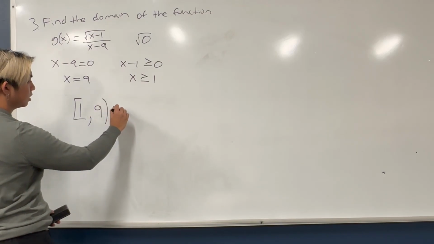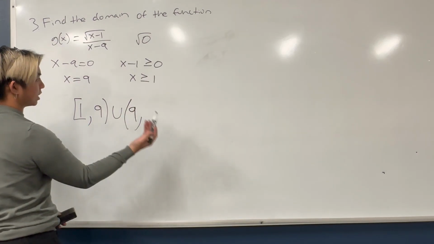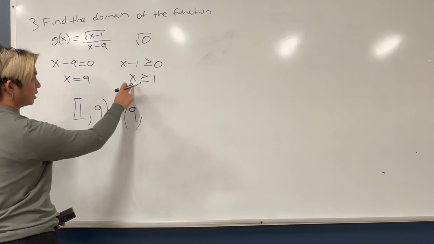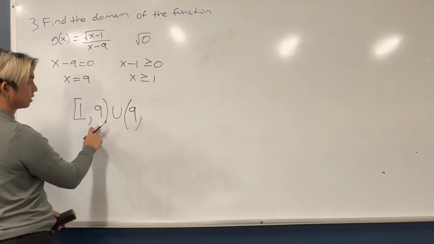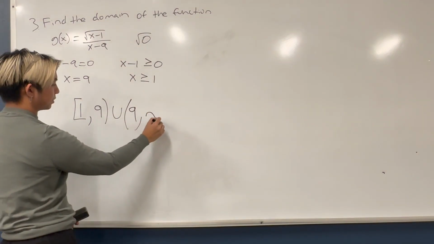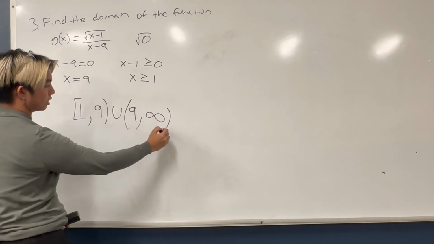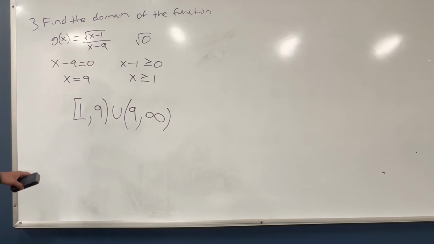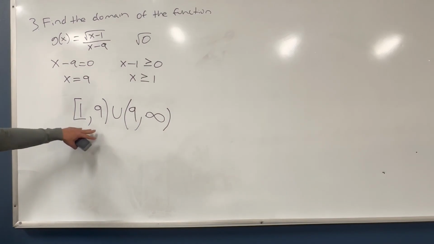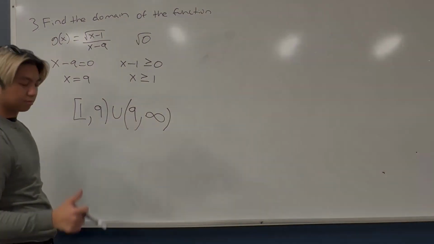And then union, right? And we start back over here. So 9 again. But to what? We know that x is greater than or equal to 1. So we have 1 here, we got to 9. So pretty much we know that this is going to be infinity because it's any number greater than 1. And with infinities, it's always going to be a parentheses. So our domain here is bracket 1, comma 9, union 9, comma infinity.